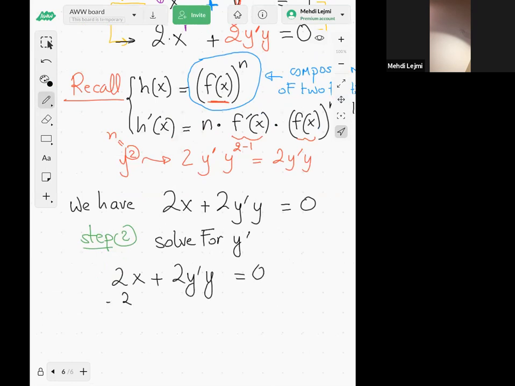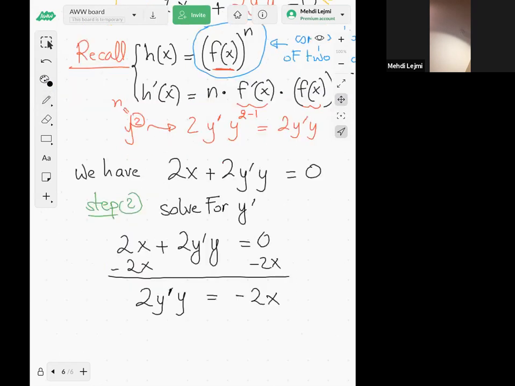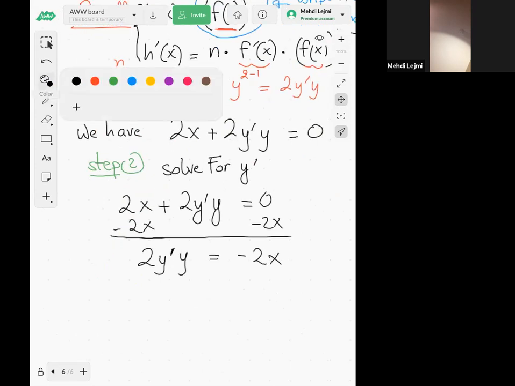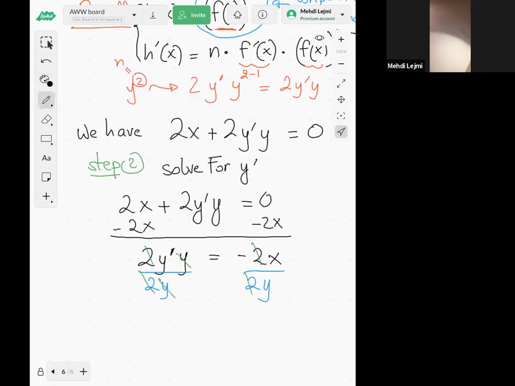We can subtract 2x from both sides. Then 2y prime y is equal to minus 2x. We can divide by 2y on both sides. Then the 2 over 2 cancels out, and y over y cancels out. So now y prime, my derivative, y prime of x is equal to minus x over y.